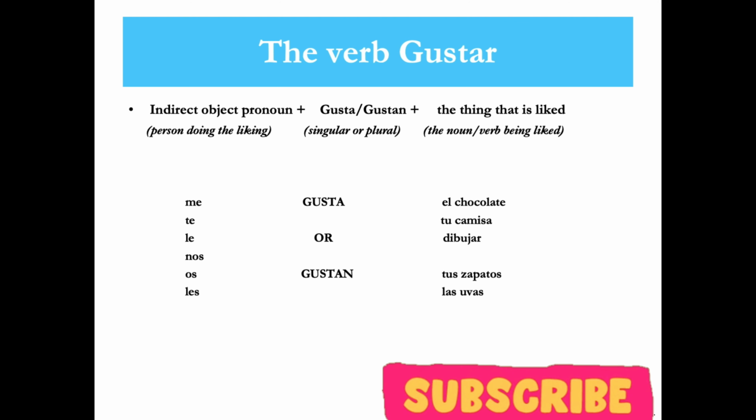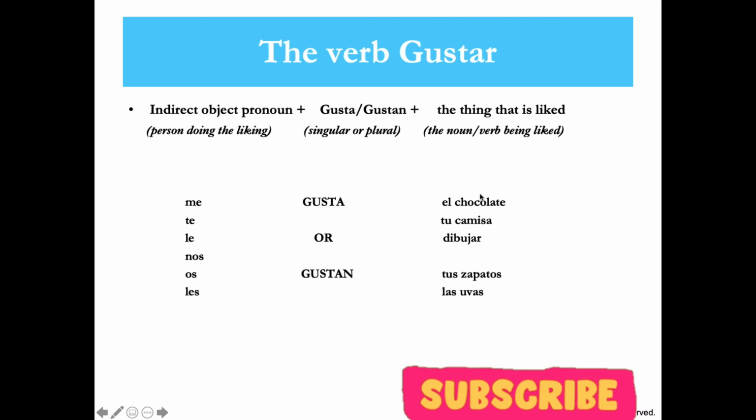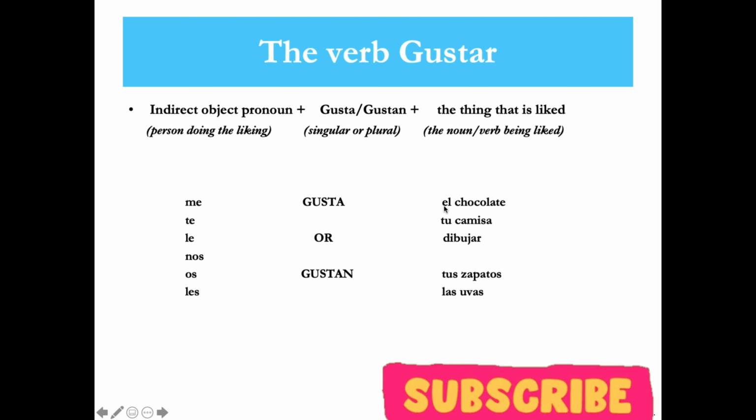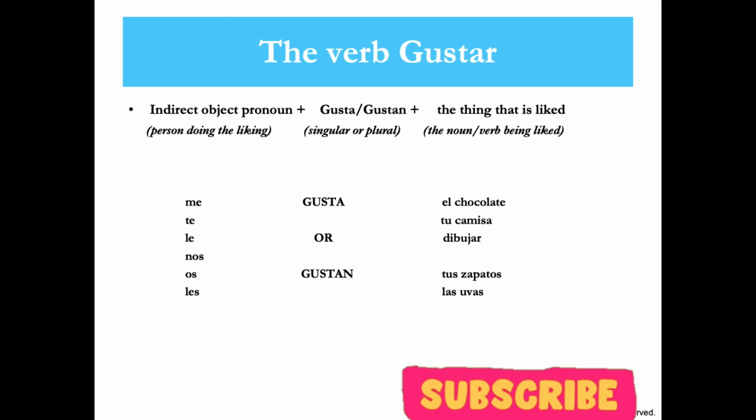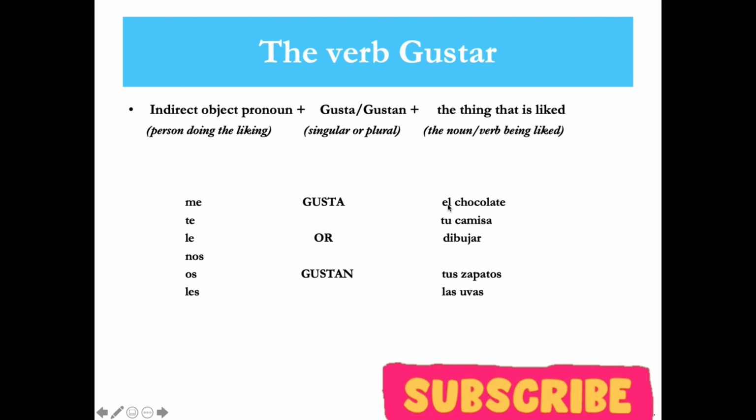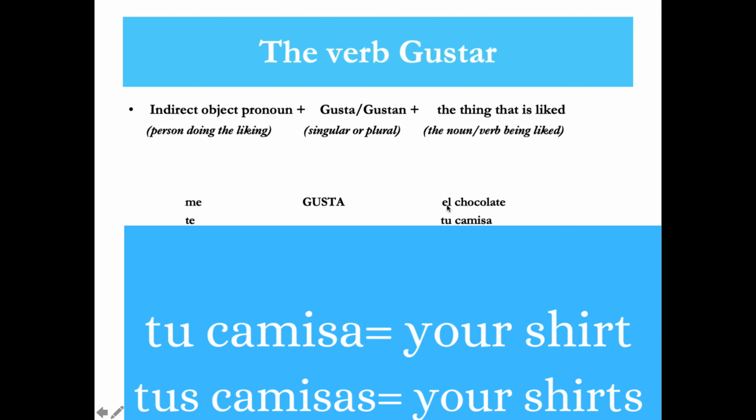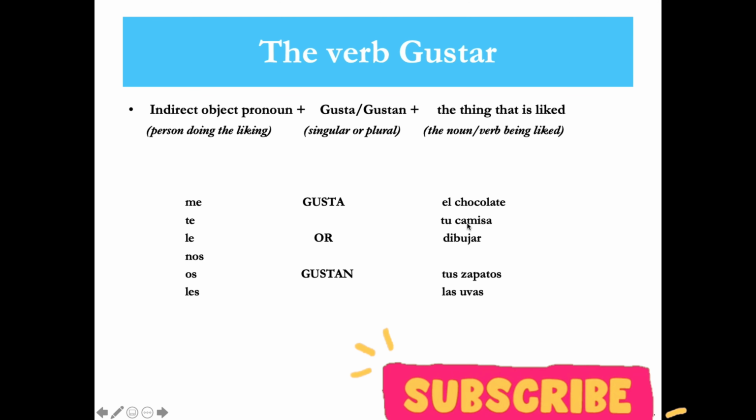Now, as you'll notice, these nouns right here are in the singular, you can tell because the definite article is in the singular. If it were plural, then el would be los, it wouldn't be in the singular el. Also, with tu camisa, you can tell because your possessive adjective is in the singular and your noun is in the singular. And then with an infinitive, which is a verb, you always use the singular form of gustar.